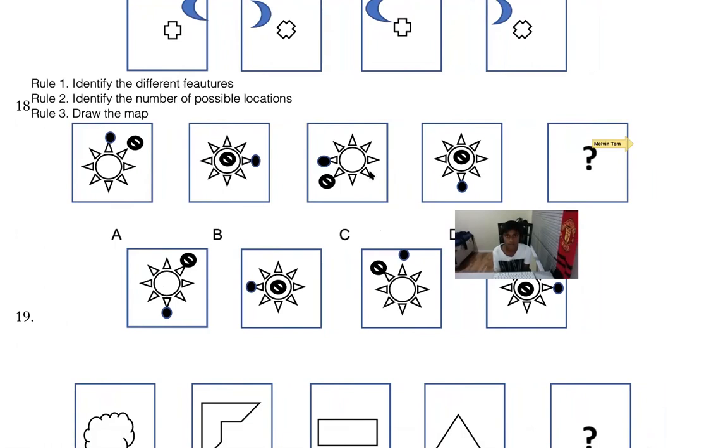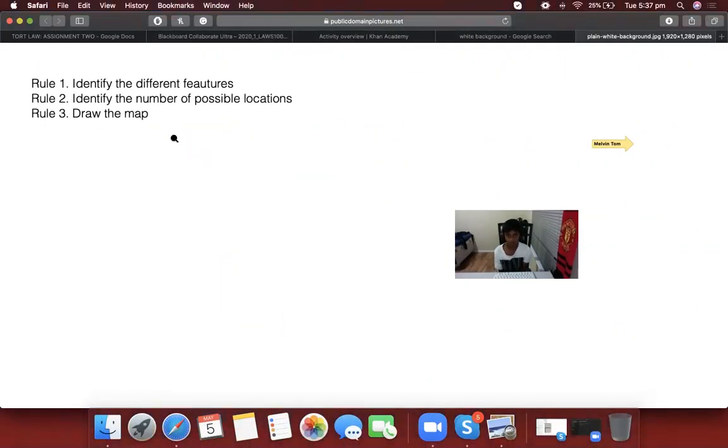So Havish, how many possible locations do they have? How many possible locations does this circle have? 1, 2, 3, 4, 5, 6, 7, 8. 8 possible locations, right? And how many possible locations does the stop sign have, Havish? 1, 2, 3. 3, right? Okay.